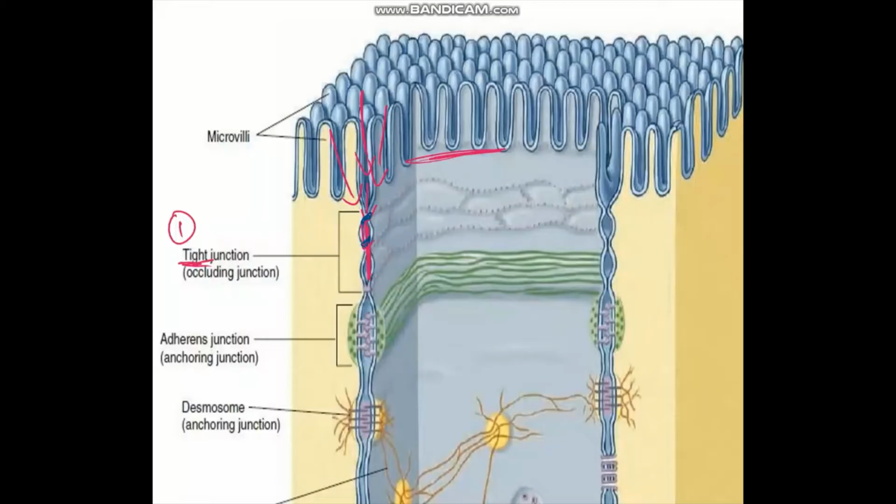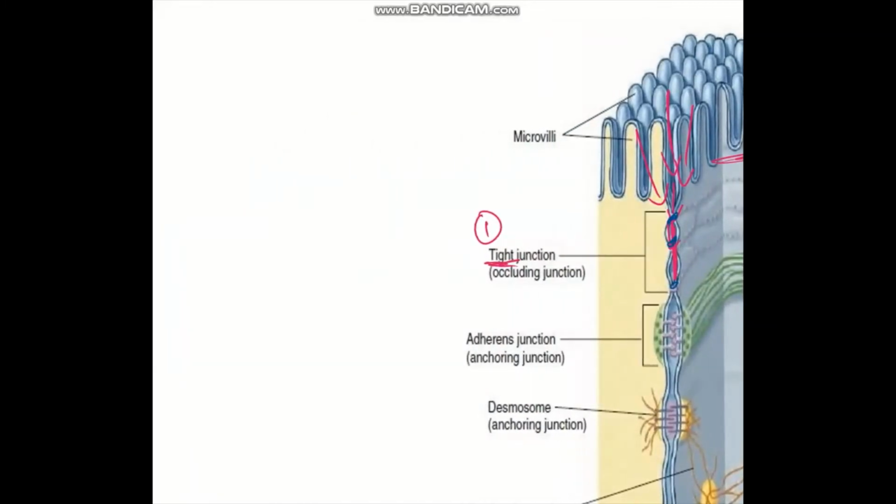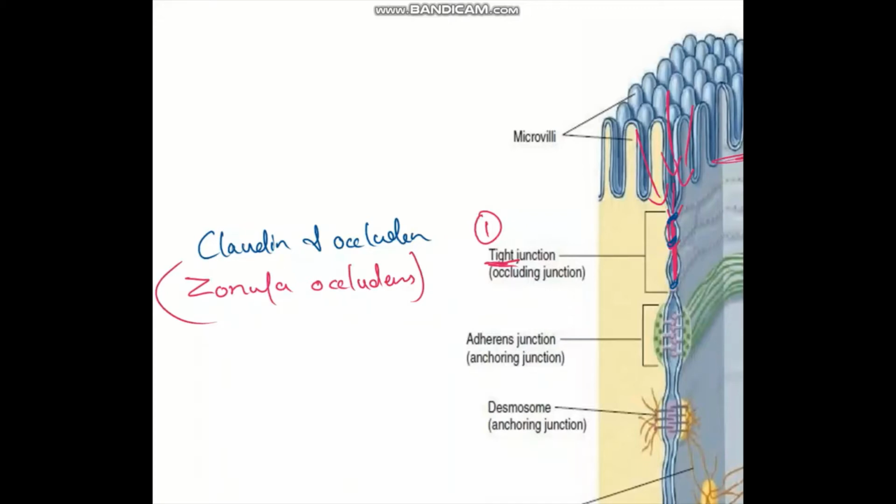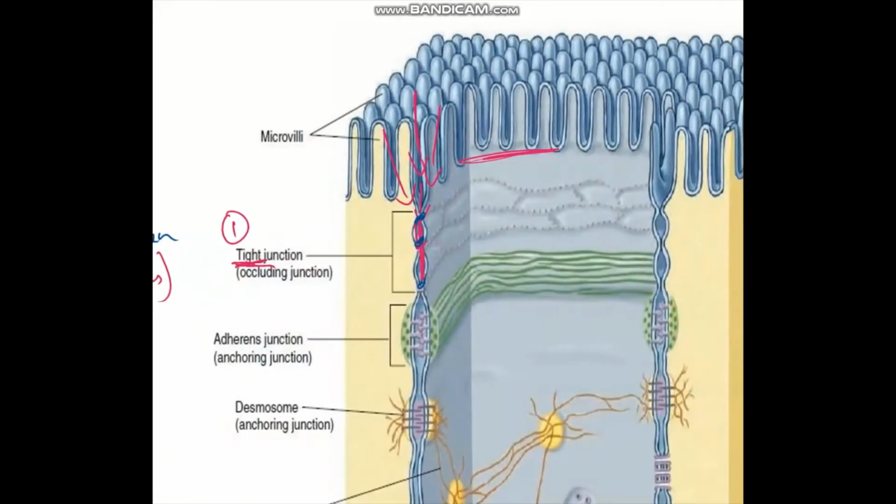And these junctions are made up of important proteins called claudin and occludin. So claudin, occludins, and therefore these are also called zonula occludens. This is another name for the tight junctions, zonula occludens. And these proteins make up the tight junction, which is internally connected to the cytoskeleton of the cell. So we've got actin filaments over here. This is going to be actin internally, and the tight junction is connected to actin.